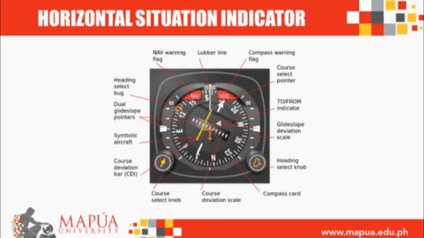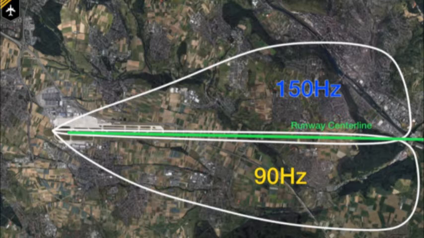The localizer is represented by the CDI. The CDI is located ahead of the aircraft, which means that the aircraft flies towards the localizer. The CDI deflects to either side depending on how far the aircraft is positioned from the center line of the runway. So here is an illustration of the localizer in the runway.